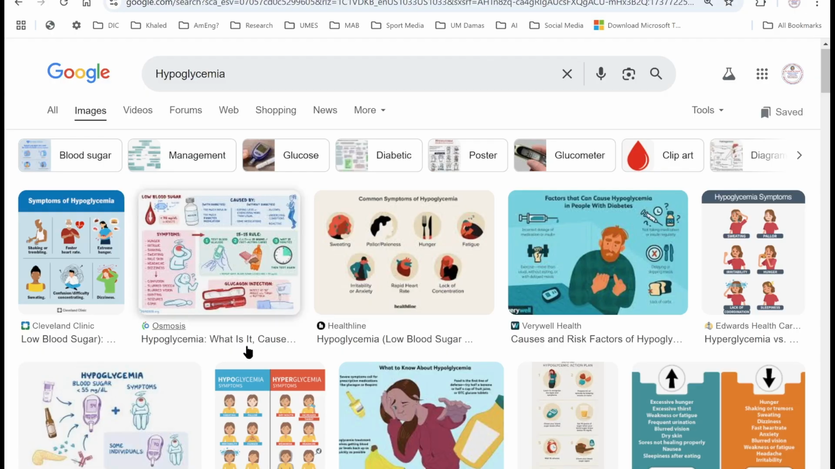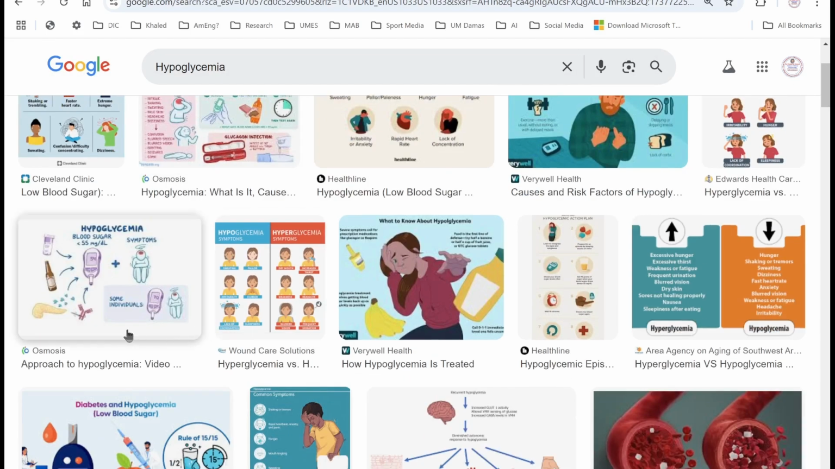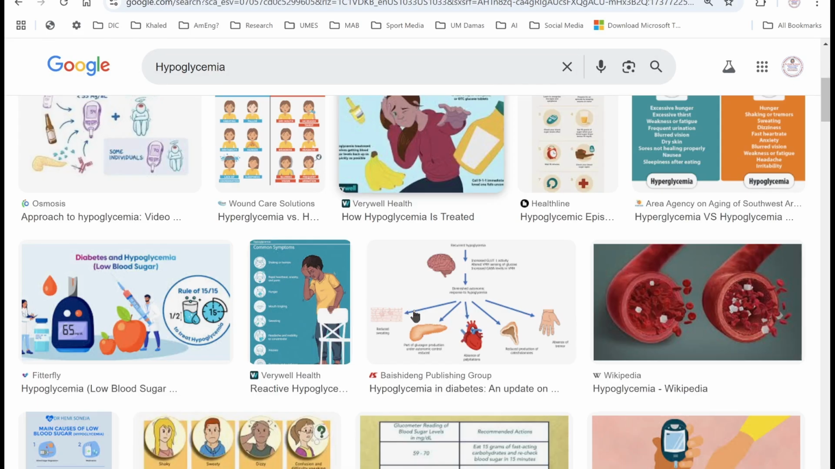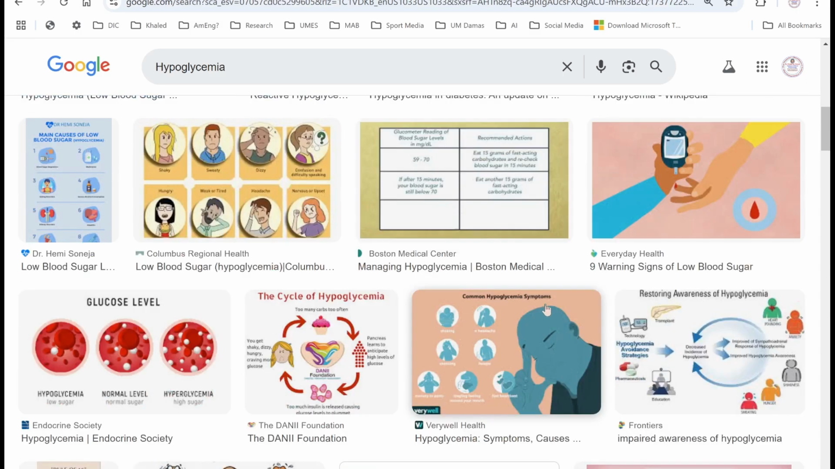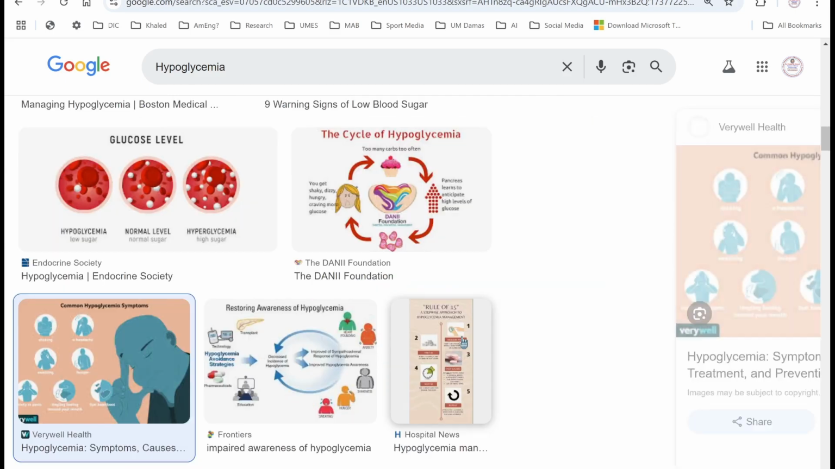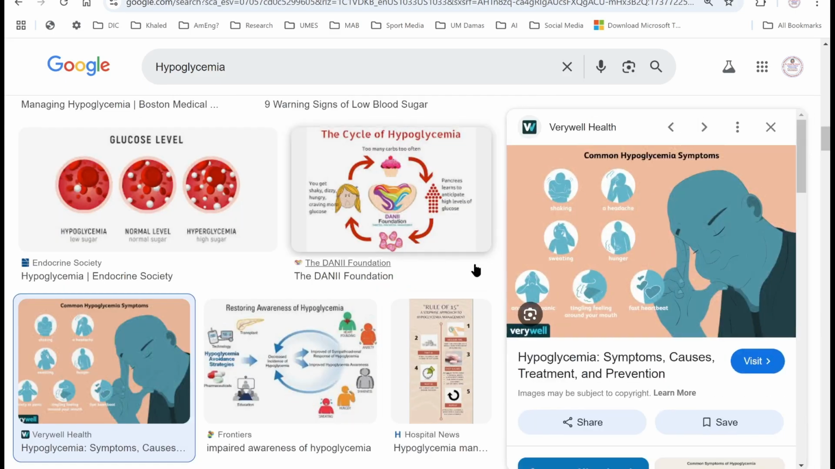Okay, when you put hypoglycemia into Google Images, they show you some symptoms. The patients suffer from tremors, palpitations, increased heart rate, and sweating. All these are considered common symptoms of hypoglycemia. You can look at the image to see what the patients suffer from: headache, shaking, sweating, hunger. All these are considered symptoms of hypoglycemia.